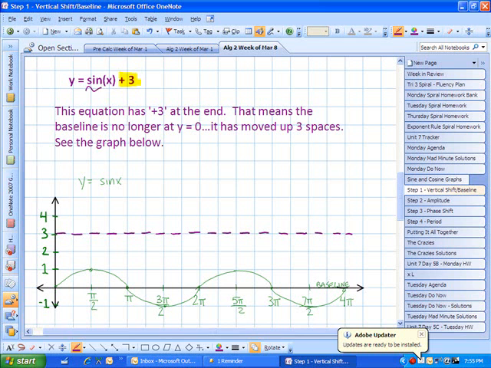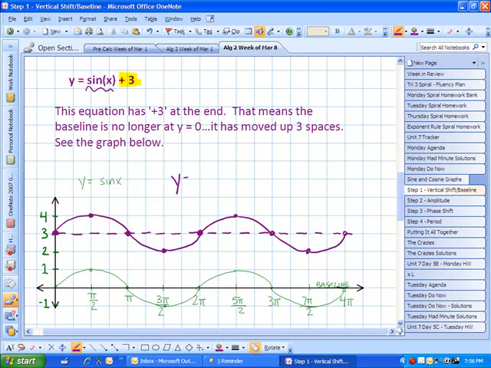It is a sine graph, which means when we're at 0, we start on the baseline. When we get to pi over 2, we are up at the top. When we get to pi, we're back on the baseline. When we get to 3 pi over 2, down at the bottom. At 2 pi, we are back on the baseline. Then it continues like that forever and ever. So here's what our graph would look like if the baseline had been shifted up 3 spots.